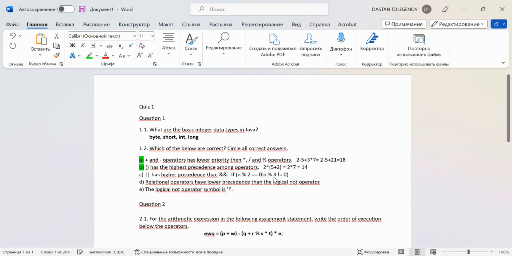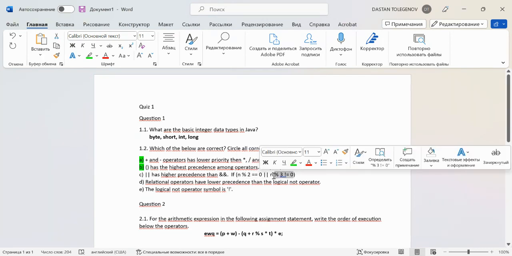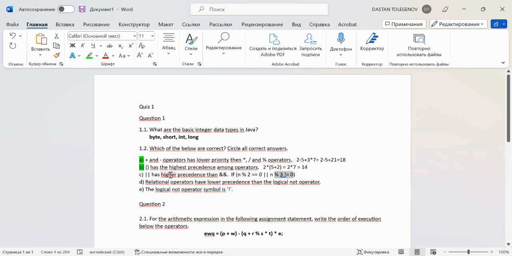But if you write just OR, it means it's enough when one of our conditions is satisfied, either this one or both of them. So that's why OR doesn't have higher precedence than AND.